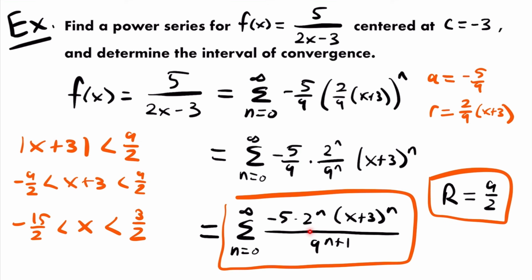This power series centered at negative 3 represents this function for the interval of x values from negative 15/2 to positive 3/2. That is our interval of convergence, and that is it for this example. All right, and so with that, this was the last example for this video.